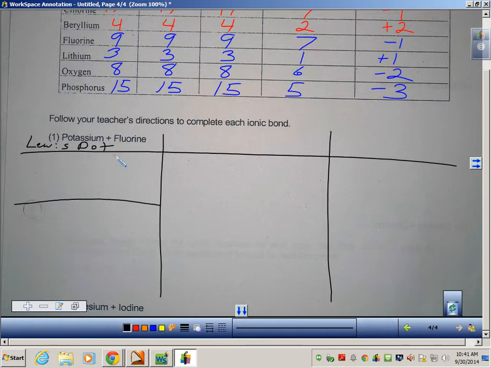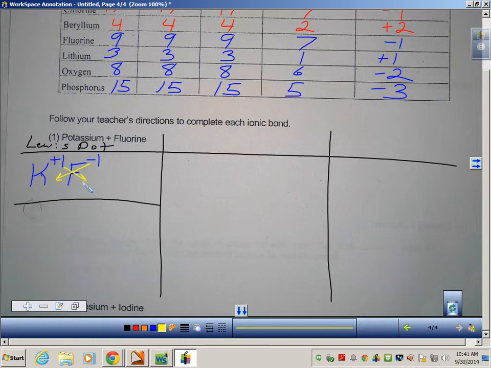So potassium and fluorine. Folks, what's potassium's symbol? I heard it's K. What is its oxidation number? +1, I heard. What is fluorine's oxidation number? -1. Well, those two are going to get along just fine, right?